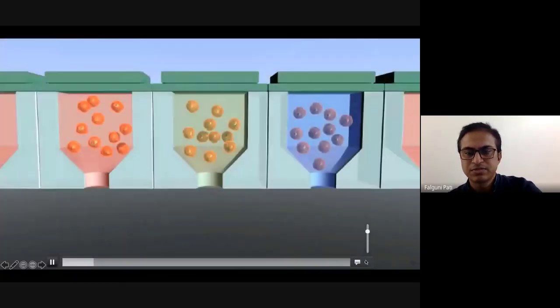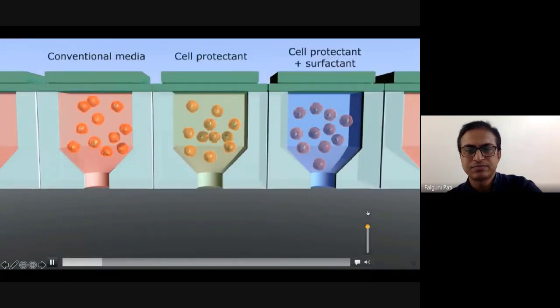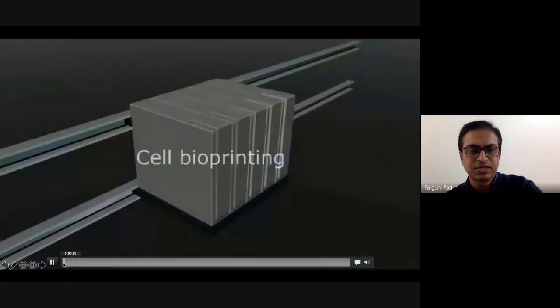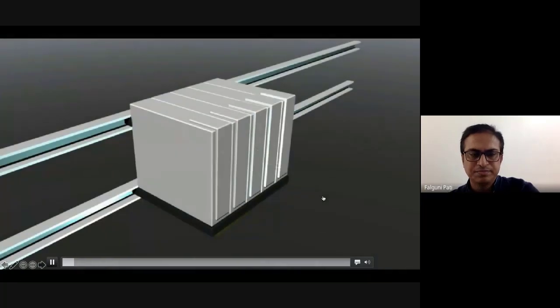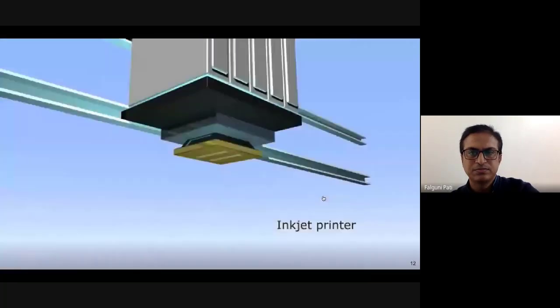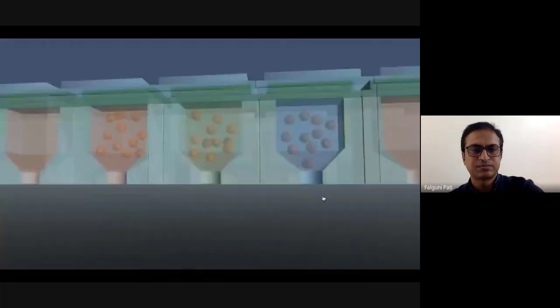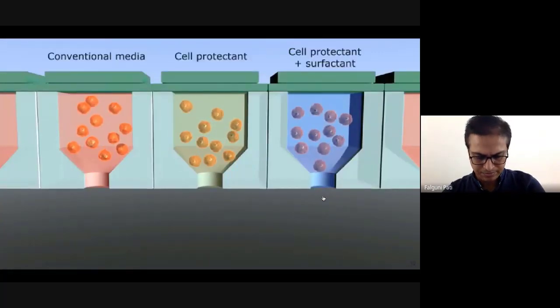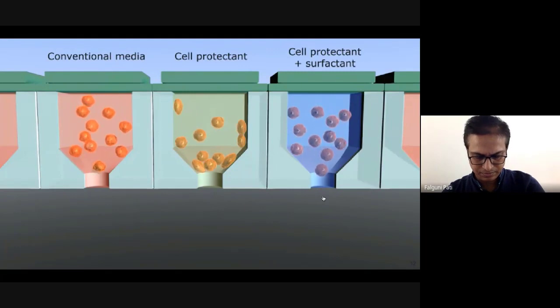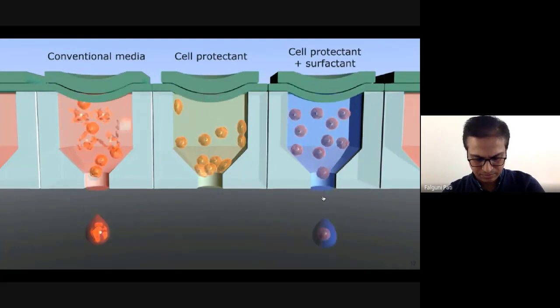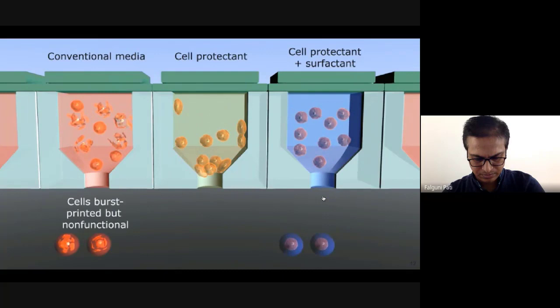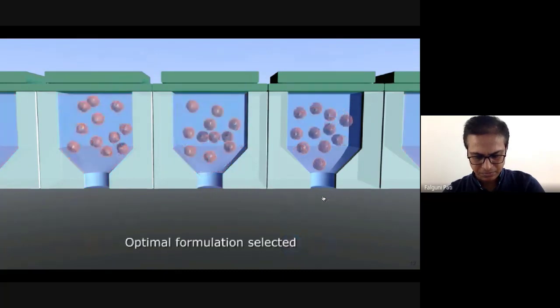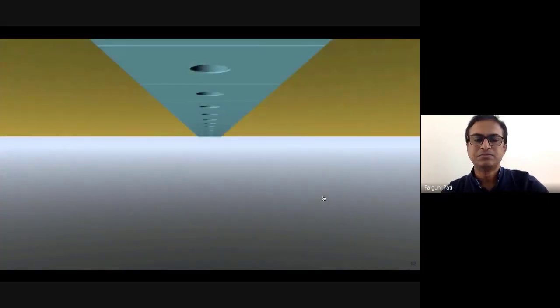Achieving cell printing requires some clever bioink formulations. Using inkjet printing, we can print living cells with extremely high resolution, even one cell at a time. If normal cell culture medium is used as the ink, the living cells can burst due to the high stresses of the jetting process. But when biopolymers are added, the cells can be protected and printed successfully.